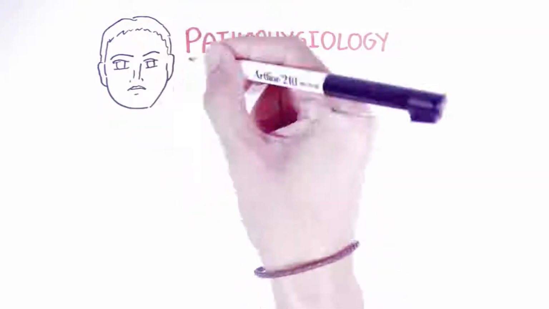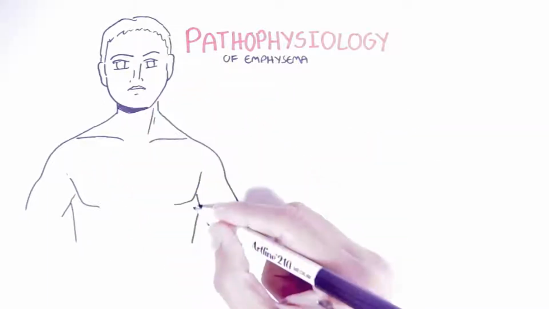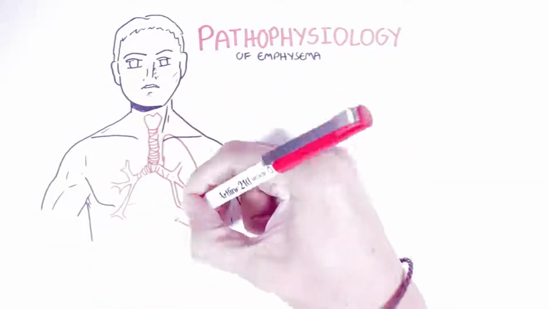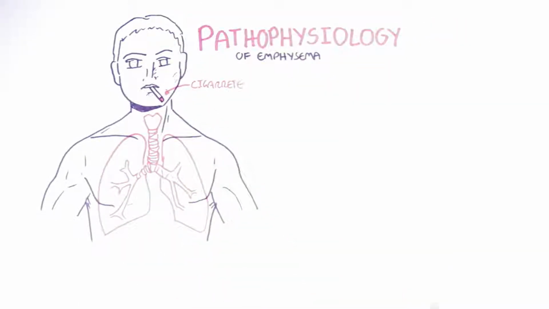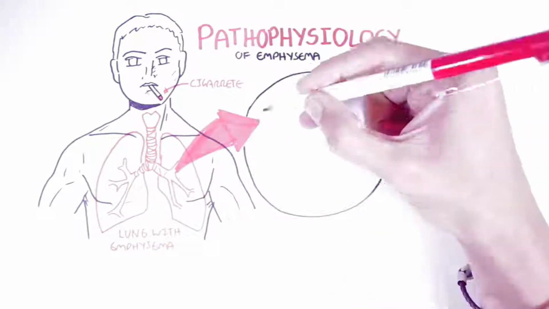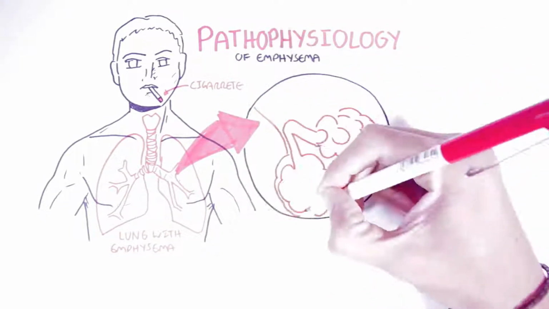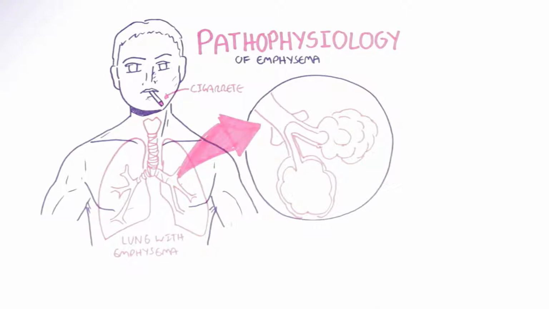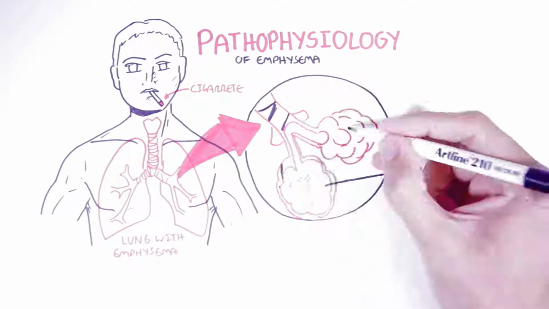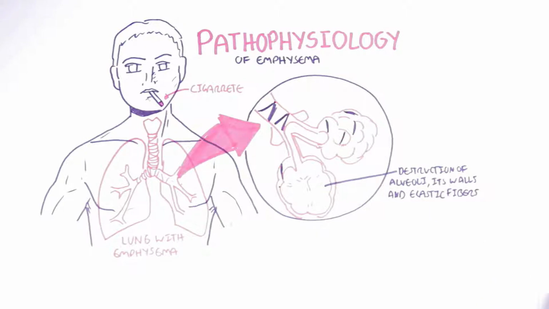So here we have a man, and he has lungs with emphysema. He is a heavy smoker, which is the main cause of emphysema. So let's zoom into his lungs. We can see that his alveoli are severely affected. Here we see destruction of the alveoli, its walls and elastic fibers, mainly by proteases, which are chemicals secreted by immune cells.